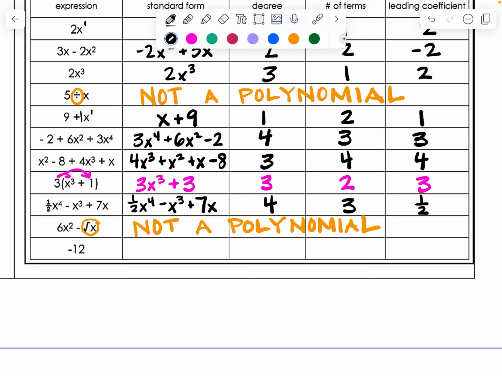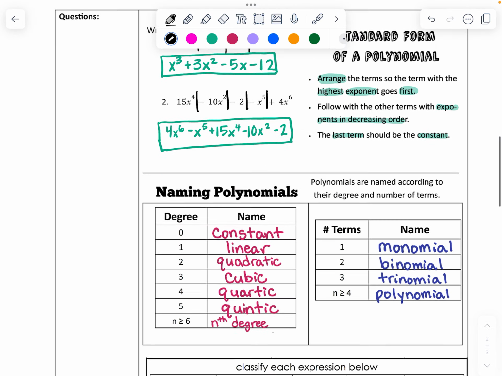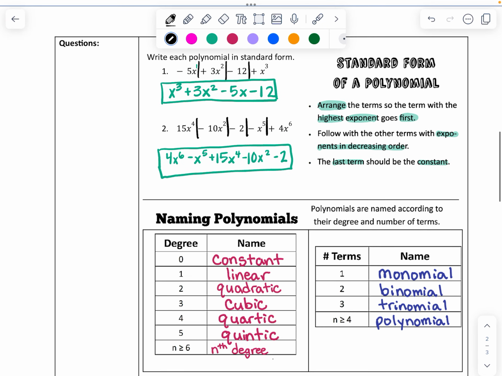It's a constant. It's already in standard form because there's only 1 term. The degree of a constant, if you refer back up to the chart, is 0. And the leading coefficient does not apply because there are no variables. So use this chart and these definitions for your practice assignment today.